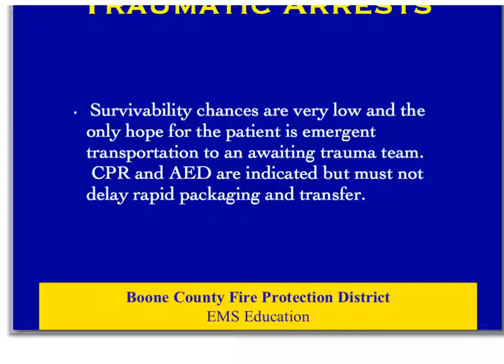With trauma, there's no reason to stay. So anything that we do to slow down a rapid transport is bad. We should use chest compressions, we should use the AED, we should use ventilation, but we have to move fast no matter what. Traumatic cardiac arrest is treated in trauma centers, not in living rooms.